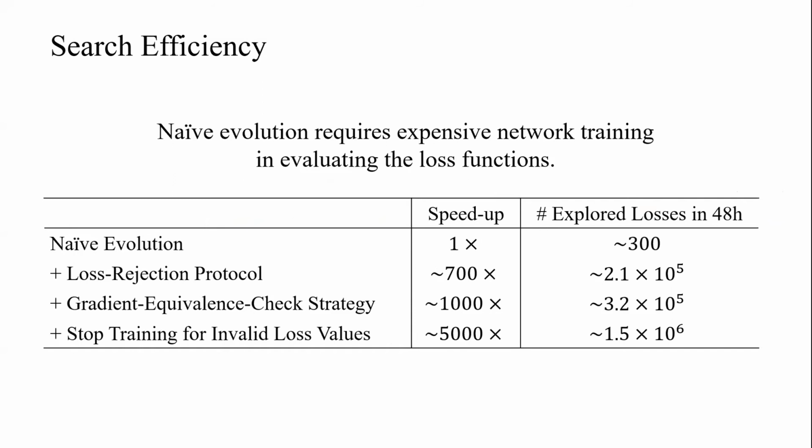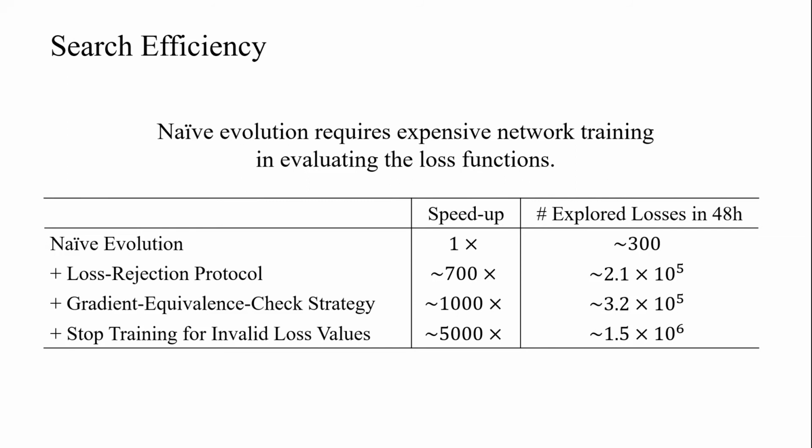However, the naive evolution search is too computationally expensive to explore in this huge search space. For example, in 48 hours, you can only explore about 300 loss functions, because we need to train each of them for some iterations on the training data set, and then say whether this loss function can drive the network training well. So if we explore all of them, this will be very, very slow. So in this paper, we introduced some key techniques to make the search process much more efficient.